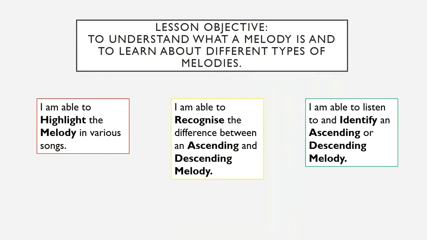For today's lesson, the lesson objective is to understand what a melody is and to learn about different types of melodies. So at the very least today, you should be able to highlight the melody in various songs. Once you're able to do that, in the yellow box, you are able to recognize the difference between an ascending and a descending melody. And once you're able to do that, in the green box at the right, you should be able to listen to and identify an ascending or a descending melody. So you can hear the difference between what an ascending and a descending melody is.